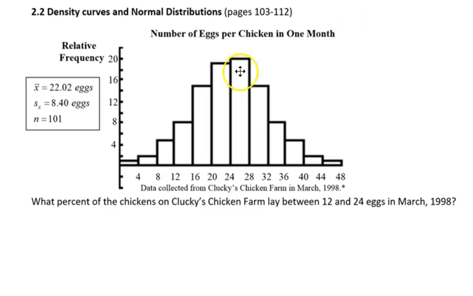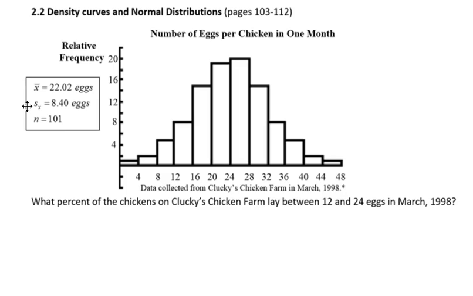So in this example, there were 101 chickens looked at, and we looked at how many eggs a chicken laid in a month, and this is our distribution of relative frequency. So, for example, if we look over here, about 20% of the chickens laid between 24 and 28 eggs per month. So we see here that the mean is 22.02 eggs, and the standard deviation is 8.4 eggs per month.